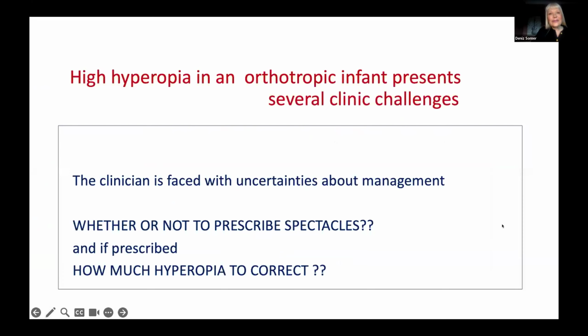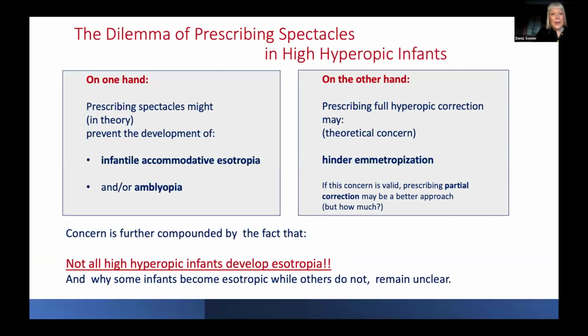High hyperopia in an orthotropic infant presents several clinical challenges. The clinician is faced with uncertainties about management: whether or not to prescribe spectacles, and if prescribed, how much hyperopia to correct. On one hand, prescribing spectacles might in theory prevent the development of infantile accommodative esotropia and/or amblyopia. On the other hand, prescribing full hyperopic correction may hinder emmetropization. And if this concern is valid, prescribing partial correction may be a better approach, but how much? The concern is further compounded by the fact that not all highly hyperopic infants develop esotropia.